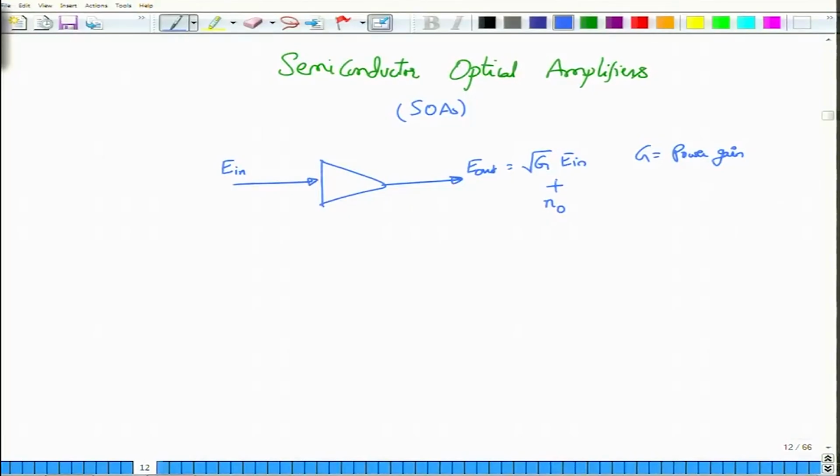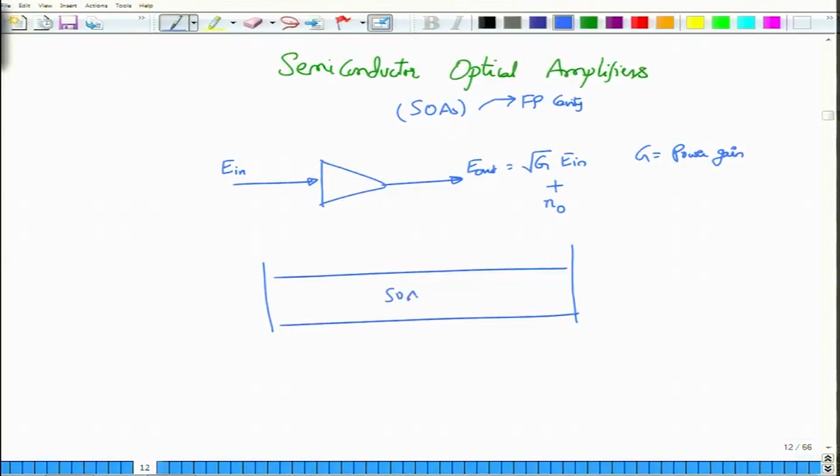But how exactly is this created? If you look at the structure of a semiconductor optical amplifier, most structures fall into two types. One is called the FP cavity type structure, wherein the active medium is kept between two mirrors. These mirrors can be physical mirrors or they can be made in the form of a grating, but essentially their property is that of a mirror, with reflection coefficients R. If R is close to unity, then what would happen?